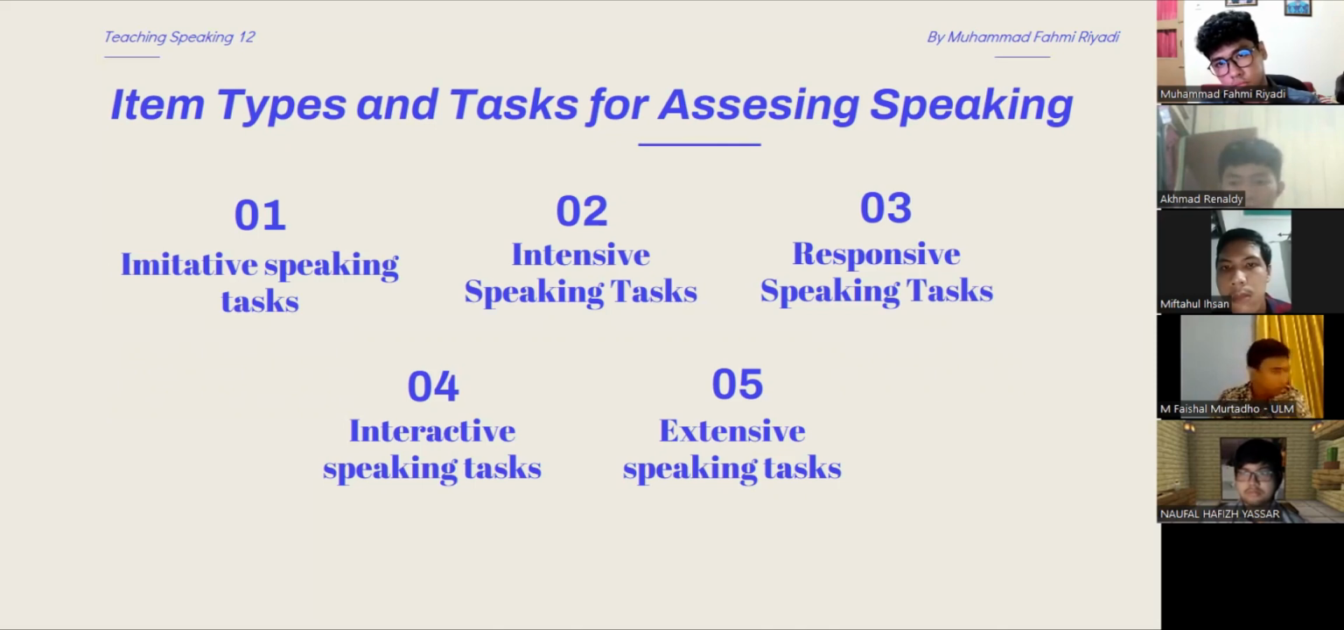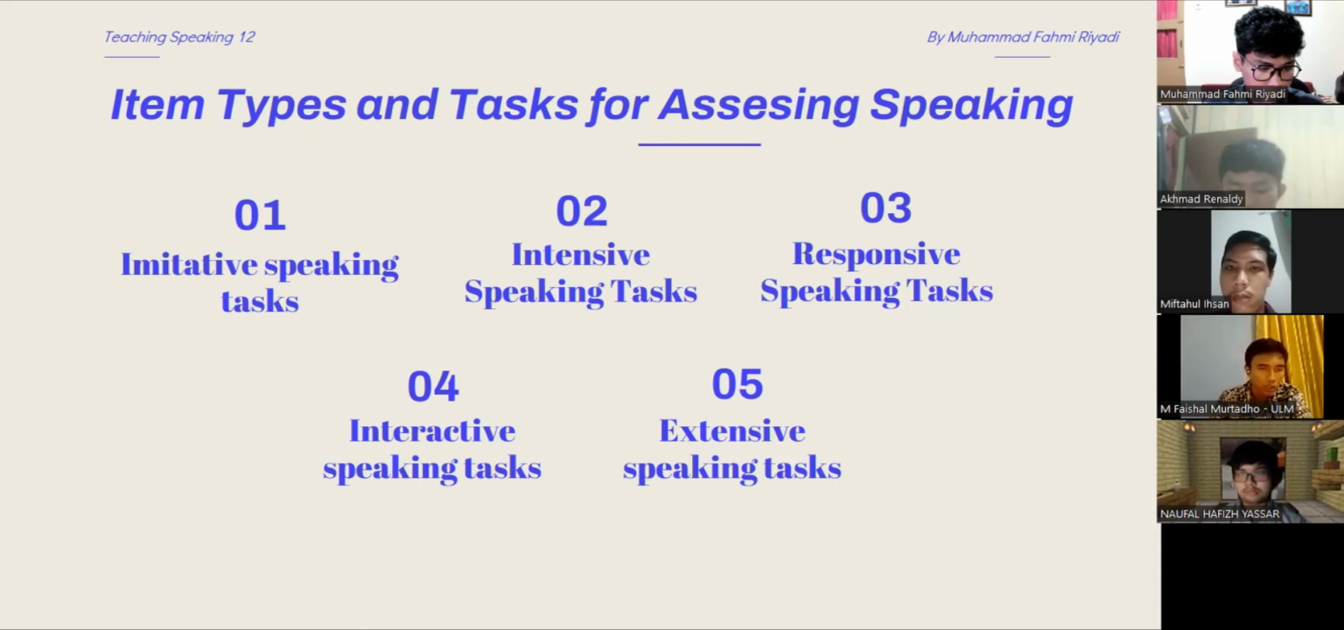Then the third, responsive speaking tasks. Picture-cued elicitation of response and description. Map-cued elicitation of directions, for example, how do I get to the post office? Question and answer, open-ended. Question elicitation, for example, ask me about my hobbies or interests. Elicitation of instructions, for example, what's the recipe for lasagna? And then paraphrasing of a short narrative or phone message.